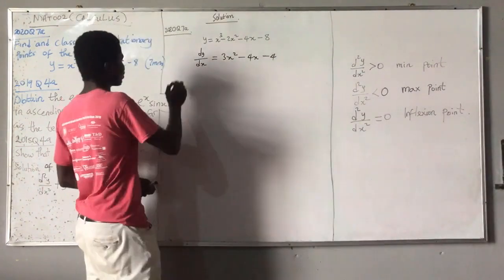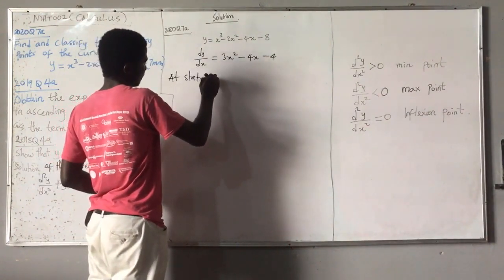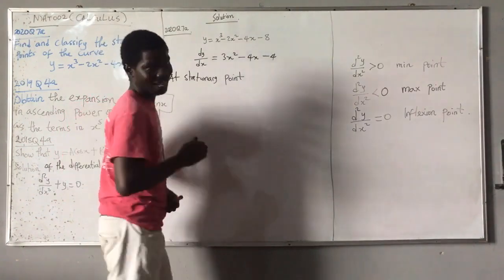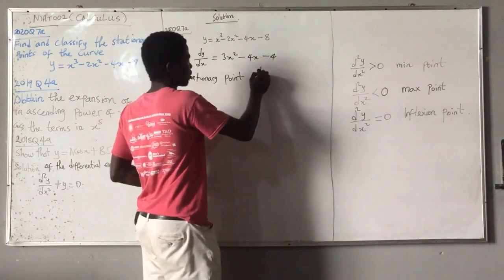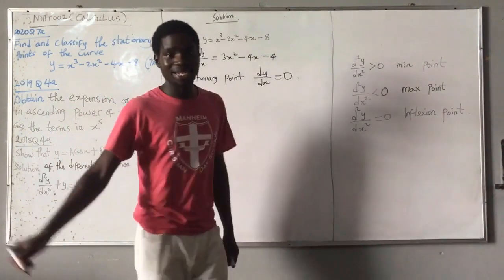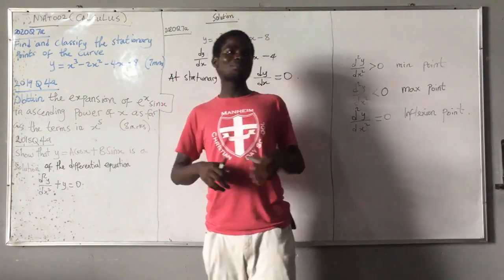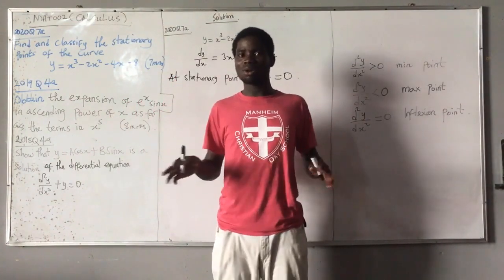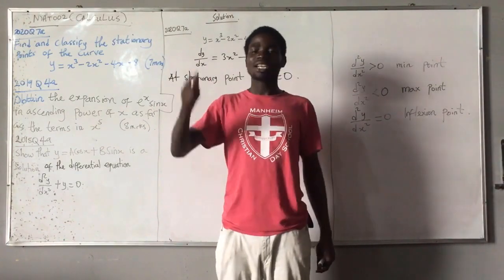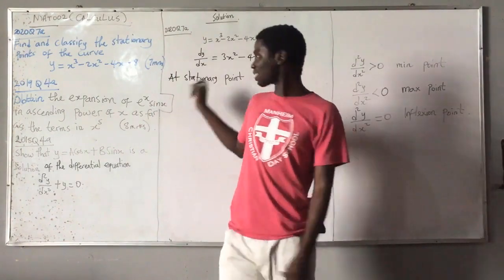So at the stationary point, or at turning point, they call it turning point, the y ds equals 0. Again, if you are told to find minimum point or maximum point or point of inflection, this is how you are going to do it. Differentiate it, equate what you get to 0 and solve for x. So in this case, I'll solve for x.